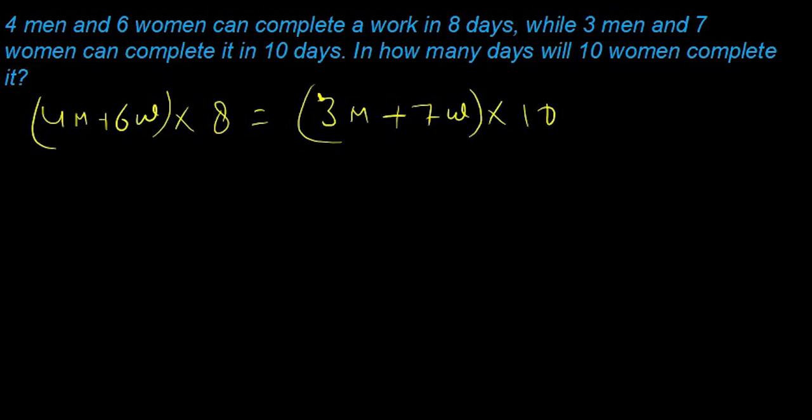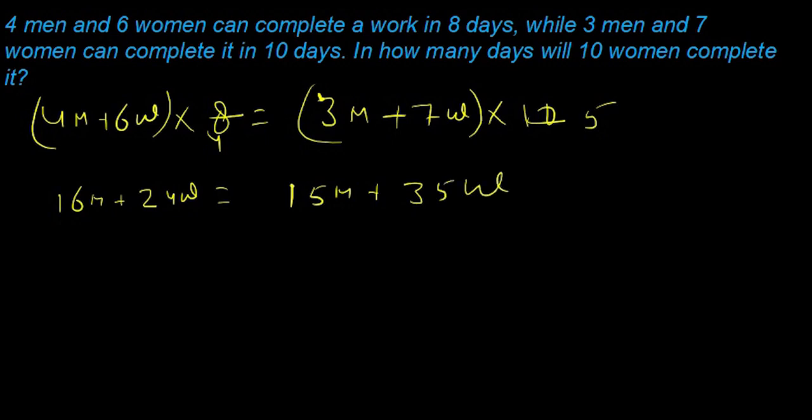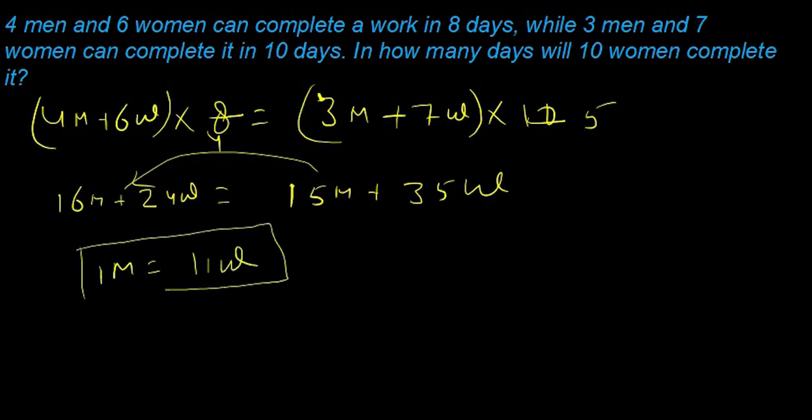Okay, so let's solve it. Nothing is common; if something is common, we should cut it. So it is like this: 4 4s are 16 men, 4 6s are 24 women, equals 5 3s are 15 men plus 7 5s are 35 women. Now transposing, 16m minus 15m is m, and 35 minus 24 women is 11 women. So 1 man equals 11 women, you get that equation.